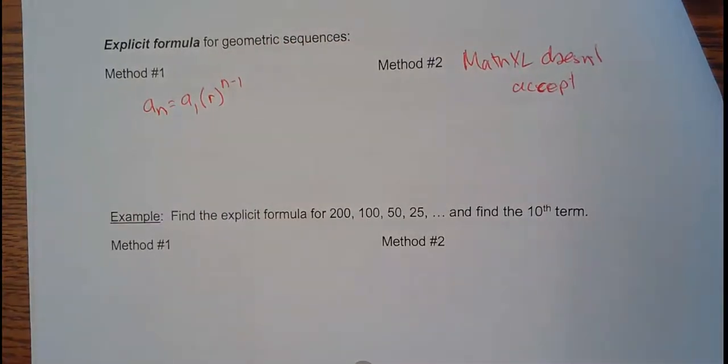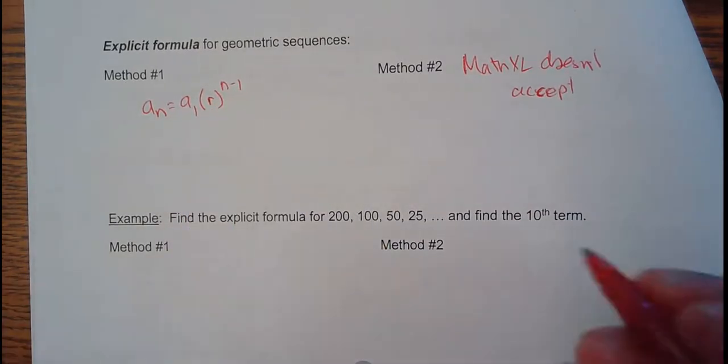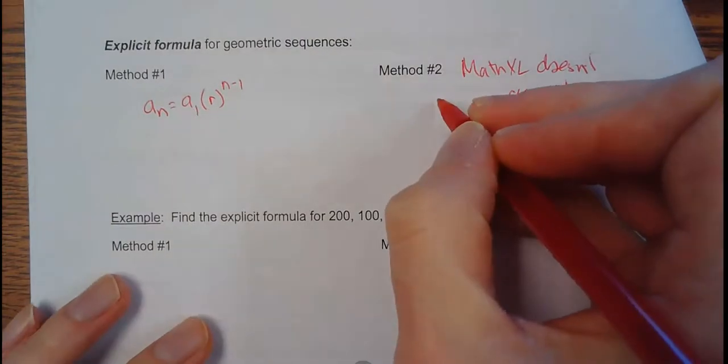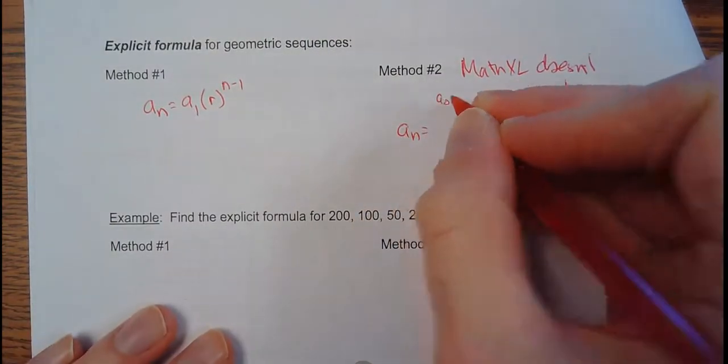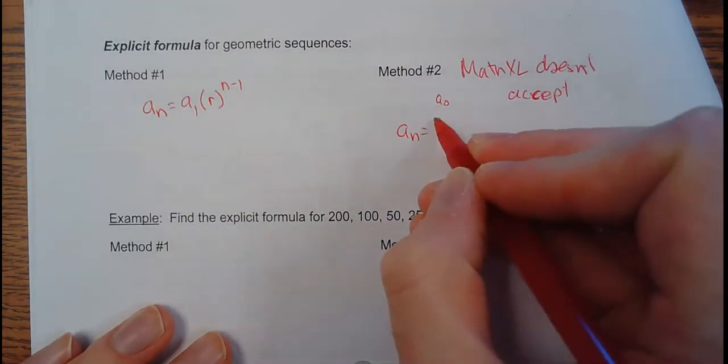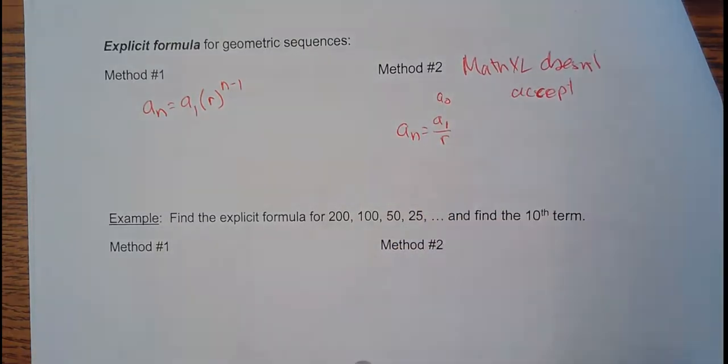So we've got to shift the whole graph over. It's being shifted 1 to the right, so we're going to have an n minus 1 up here. Now the way to think of that, if you want to write it as an exponential, you would need to figure out what a sub 0 is. Well, a sub 0 would be a sub 1 divided by your common ratio. You're going back one step.